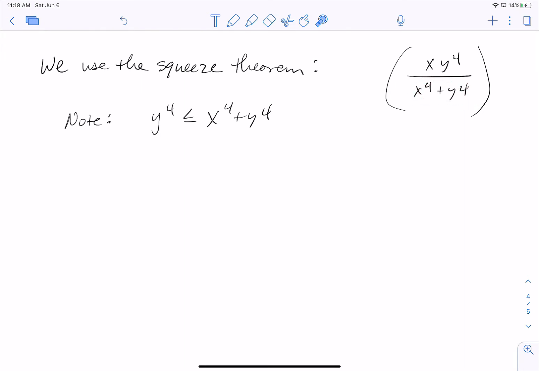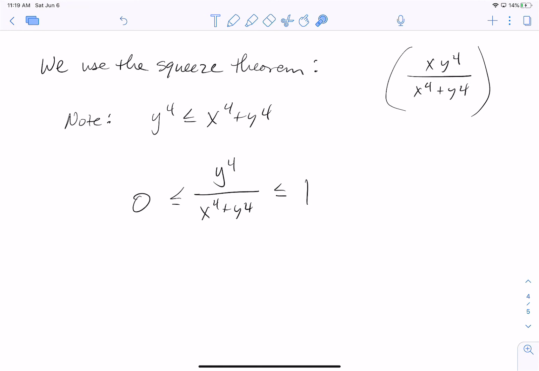I'd like to be able to set up a compound inequality, because remember the squeeze theorem talks about three functions. Well, since y^4 is less than or equal to x^4 plus y^4 for all values of x and y, we note that y^4 divided by x^4 plus y^4 must be less than or equal to 1. We further note that since the numerator is x^4 y^4, and the denominator x^4 plus y^4, nothing about this can be negative, and so we actually have an expression in this fraction that is between 0 and 1.